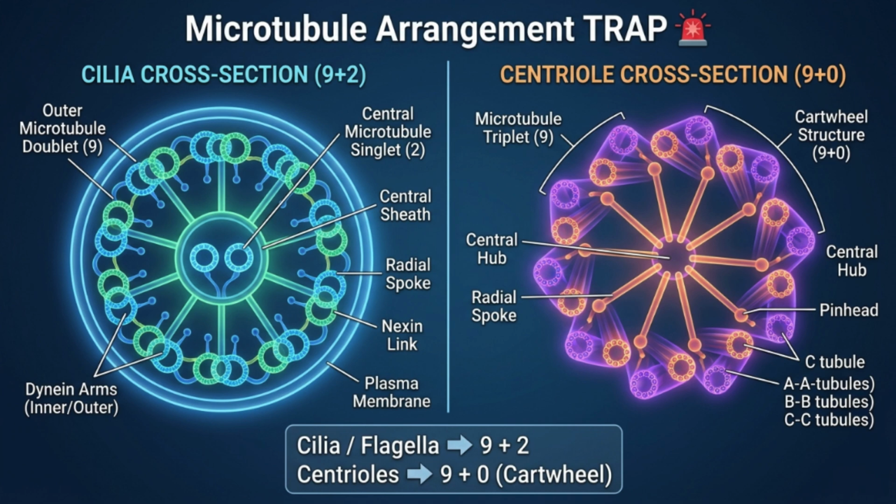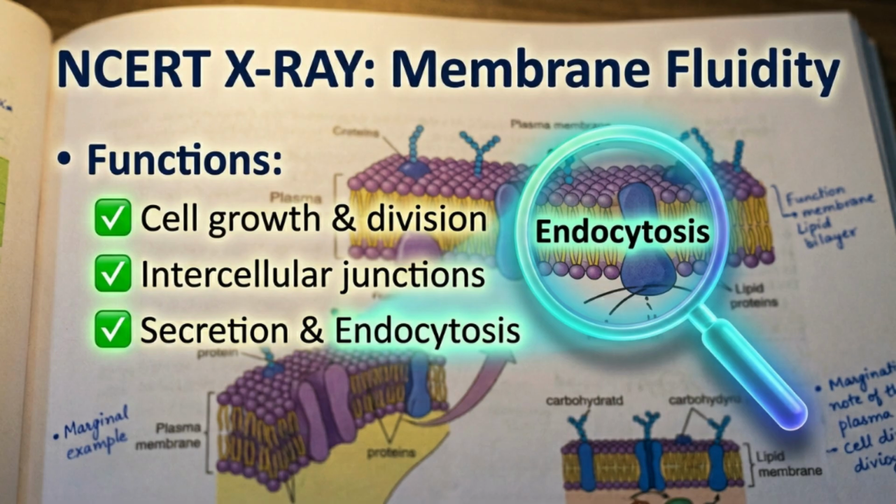Next, the ultimate NTA trap, microtubule arrangement. Do not mix these up. Cilia and flagella have an axoneme with a 9+2 arrangement. That means 9 peripheral doublets and 2 central singlets. But centrioles? They have a 9+0 arrangement, forming a cartwheel structure with 9 peripheral triplets and 0 in the center. Write this down. Time for the NCERT X-ray.